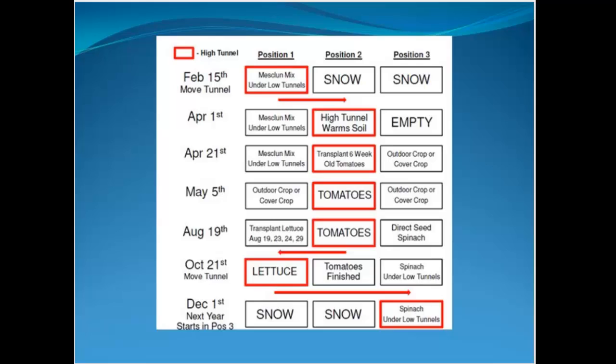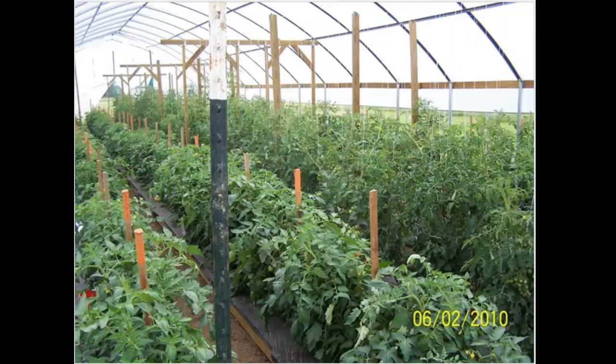Here's a different example, and in this particular rotation, they're only raising greens and tomatoes, but even though they're only rotating between those two crops, you can see that there are a lot of options for which one of the three spots the crop is sitting in, and how you're moving these tunnels to afford crop rotation and to get multiple uses out of a single tunnel.